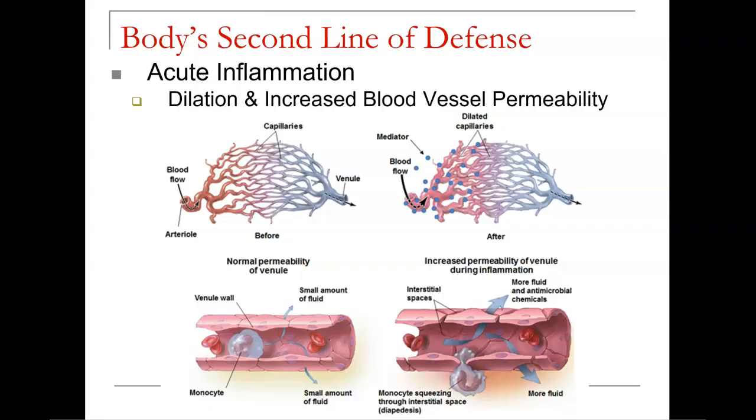Second, you're going to have migration of phagocytes. Here, the monocytes and neutrophils are going to arrive on site of the infection. Margination is going to cause them to stick to the blood vessel walls, and then they squeeze into the site of the infection and destroy the pathogen through phagocytosis. So you see them sticking to the sides of the cell walls and then squeezing through those little openings.